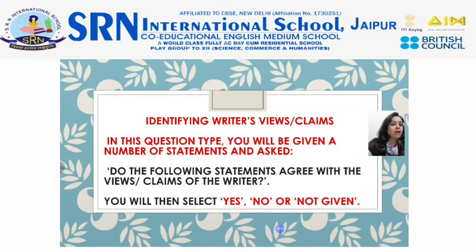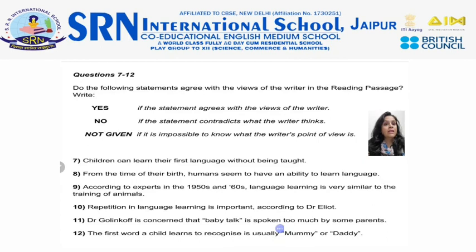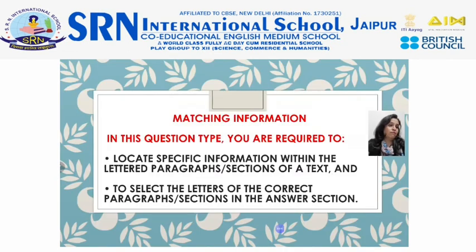Now let's see a format of this particular question. So here you can see: do the following statements agree with the views of the writer in the reading passage? Write yes, no or not given, and there are a set of 5 to 6 sentences where you have to pick the correct choice of yes, no or not given. So I hope this is very clear to you. Now let's move to the next type of question, which is matching information.